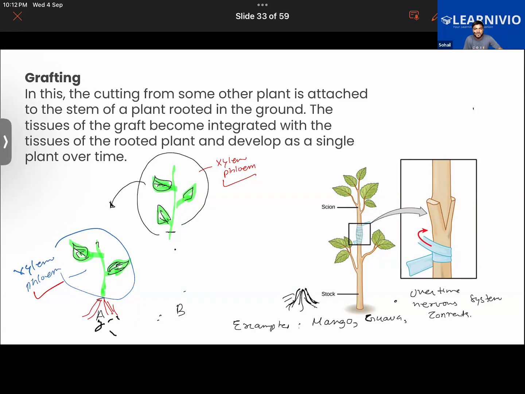We have some flowers also like hibiscus, rose, etc. So that's all about grafting. If there's confusion in this, please let me know. All right, now that is the thing. Also, this allows us to combine different qualities and characteristics from different plants.